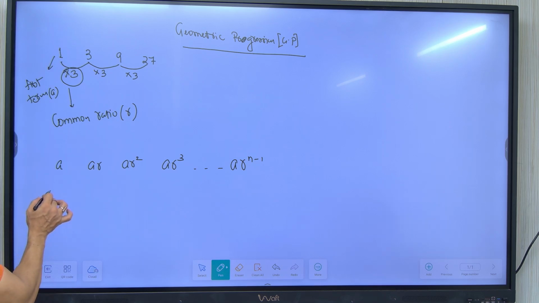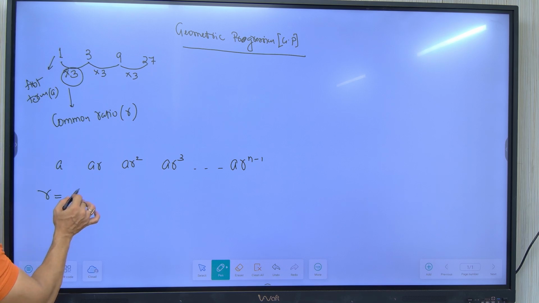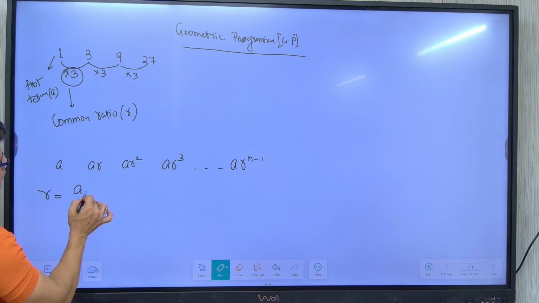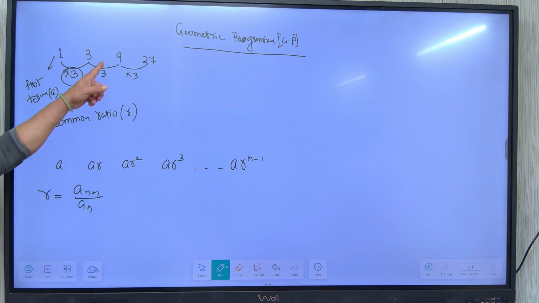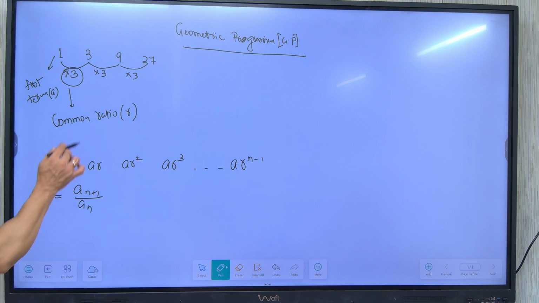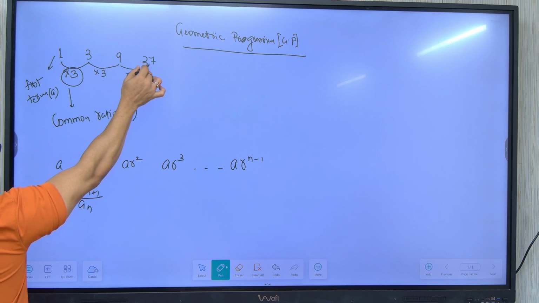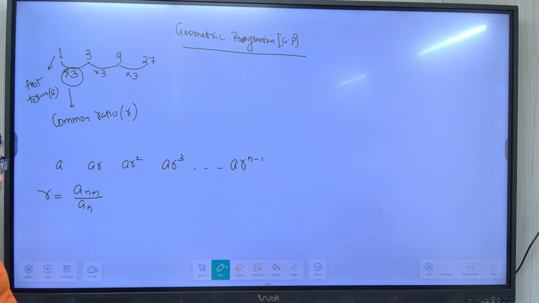How to find out R, the common ratio? It is the n plus 1th term divided by the nth term. मतलब second term divided by first term. Third term divided by second term. Don't do ulta. 9 should be divided by what? 3, right? Second term, third term divided by second term. मतलब this divided by this will give you 3. 27 divided by 9 will give you what? 3. Clear?